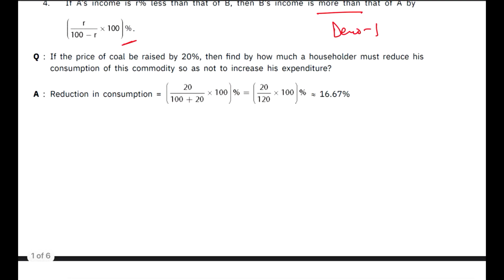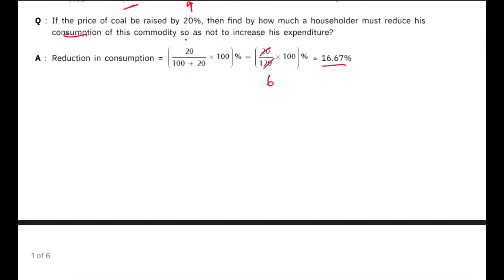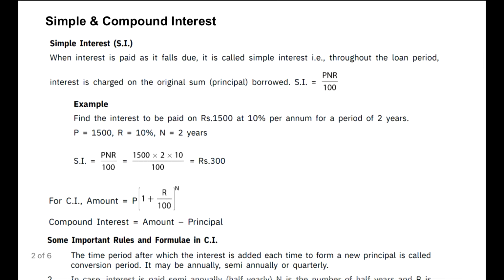Now a small question for you people to check your skills, with the answer. If the price of the coal is raised by 20%, then the reduction in the consumption would be how much? If you carefully observe, it will be equal to 1 by 6, which is 16.67. Okay, and you have to follow the rules here. You don't need to learn or understand anything more than that. You can skip that part.